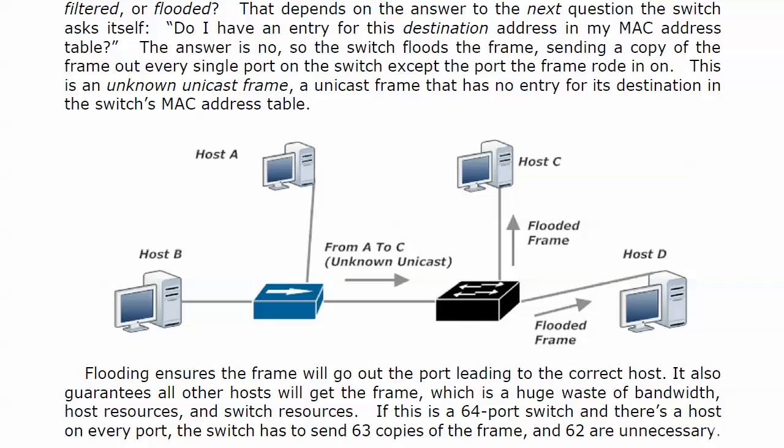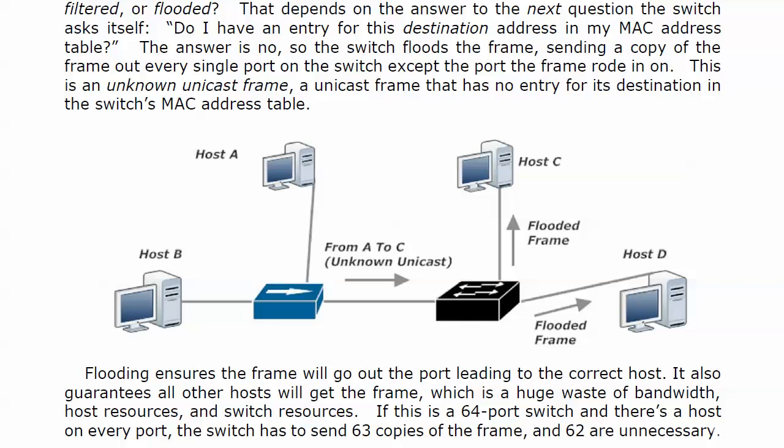Right. But it also guarantees that every other connected host is going to get the frame, which is a humongous waste of bandwidth, switch resources, and even host resources. Because if this is a 64-port switch, and there's a host on every port, the switch is going to get the unknown unicast coming in on one port. It's then going to send a copy of it out 63 ports, and 62 of those sends are totally unnecessary.